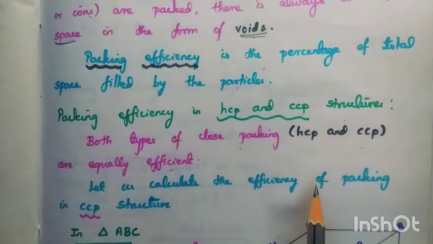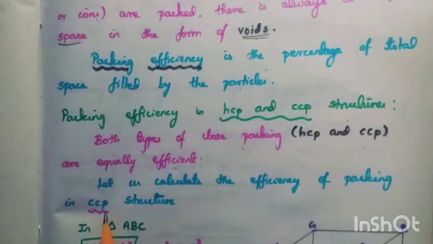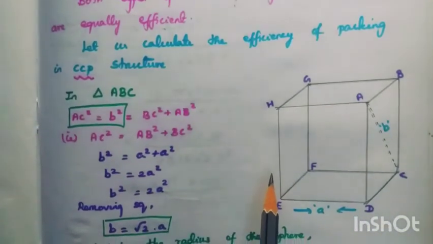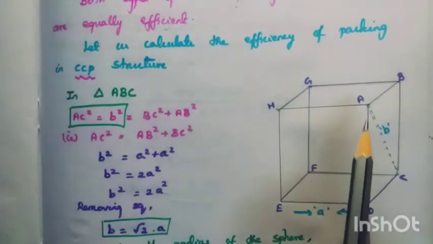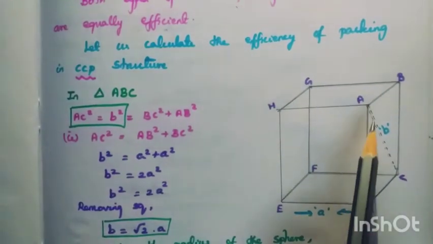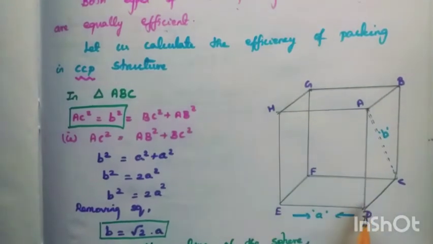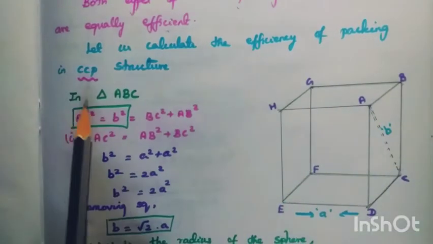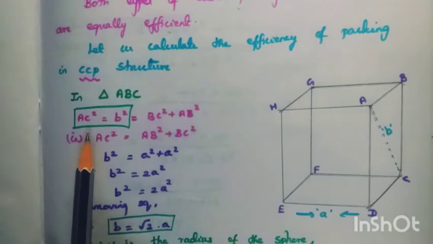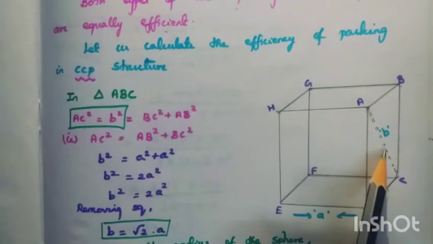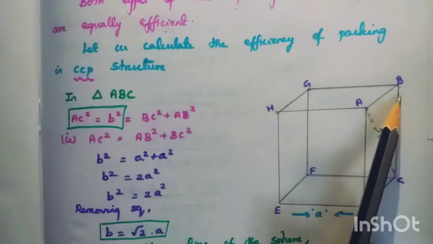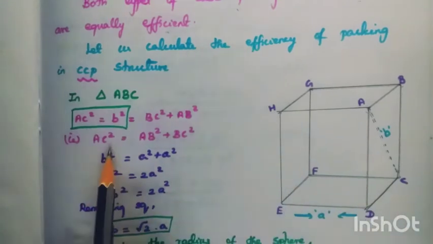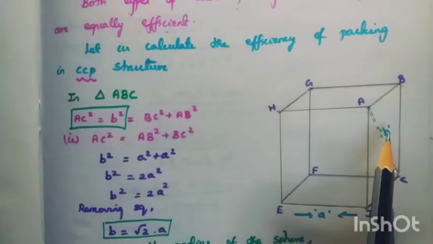Let us consider the efficiency of packing in CCP. CCP is nothing but FCC. So consider this cubic structure. Take a triangle in this cube, triangle ABC. So in triangle ABC, AC square is equal to AB square plus BC square. We studied in maths, no? So AC square is equal to AB square plus BC square.